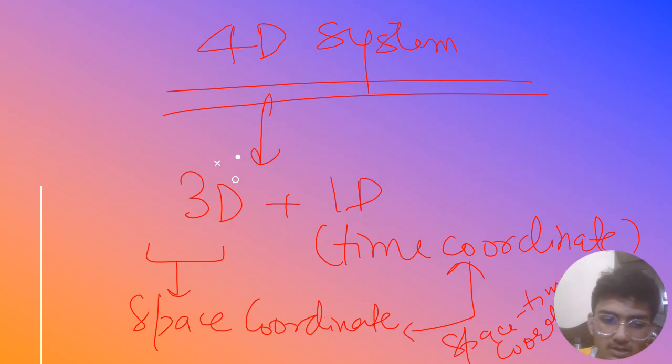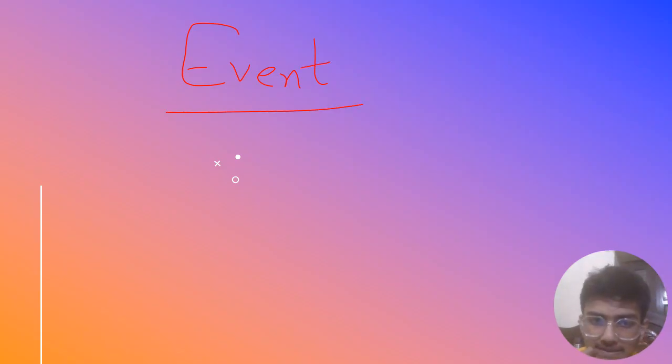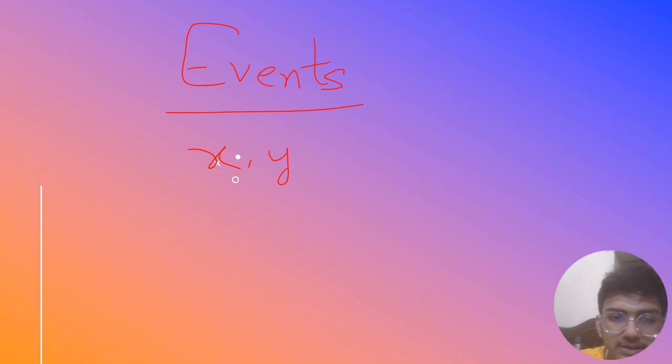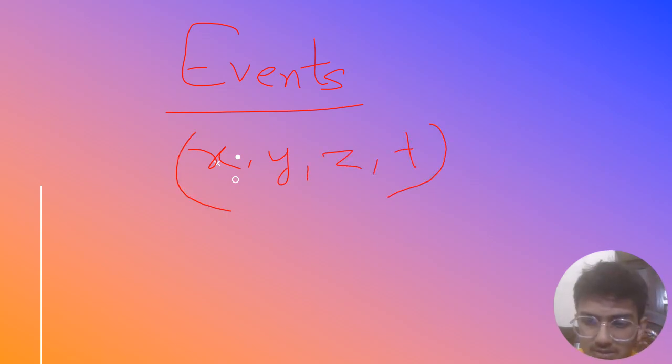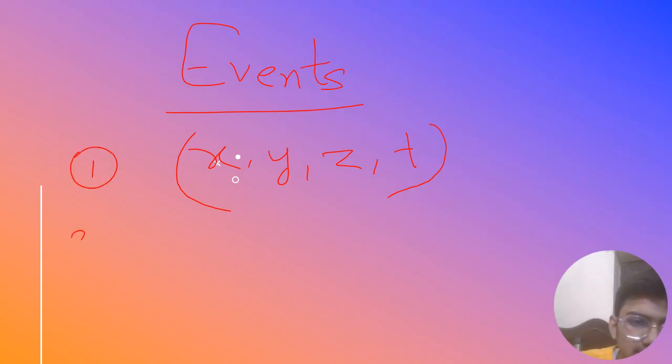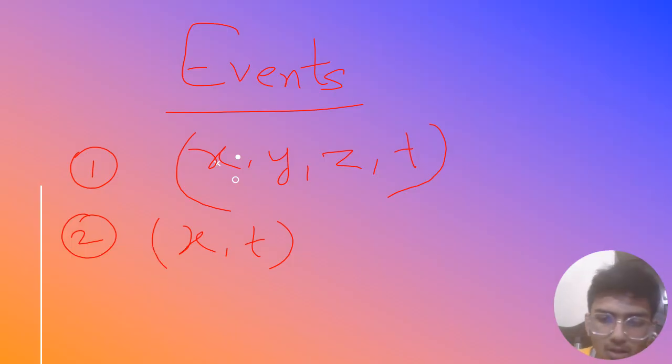Okay. Now what actually is an event? Event and space-time both mean the same thing. An event is generally written like x, y, z, t. This is the coordinate of an event, one of the possible coordinates of an event. It can be like this also: x comma t. Here you should not confuse it with the 2D system or 3D system.